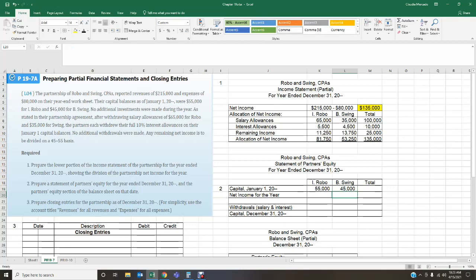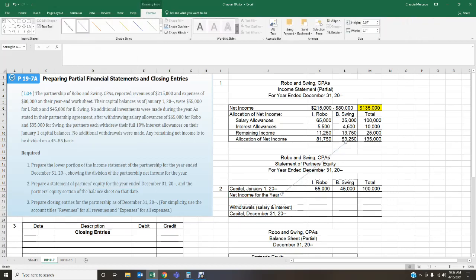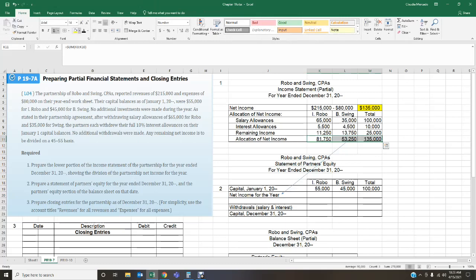We're going to add those two together. That gives me $100,000. Next, we're going to bring in the net income for the year. Now that is coming from this line item right here. Those numbers right there are going to flow down here. So we're just going to copy and paste those numbers down here.